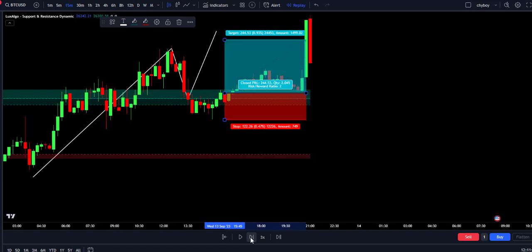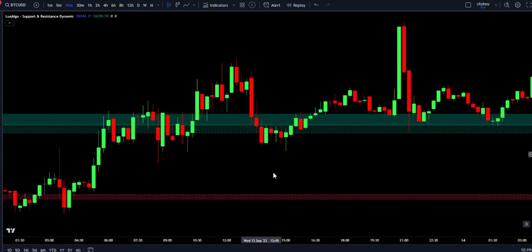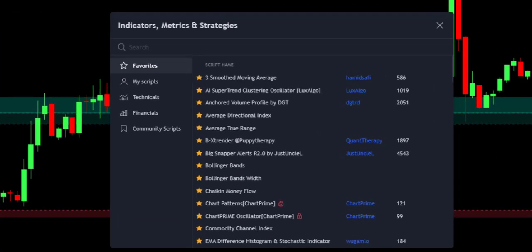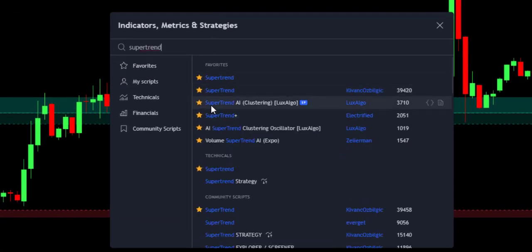As you can see, this trade made some profit. To add more entry confirmation to this indicator, this is when we add another indicator that will help us identify the trend. Then we go over to the indicator search bar. There we are going to search for Supertrend. Select the Supertrend AI made by LuxAlgo.